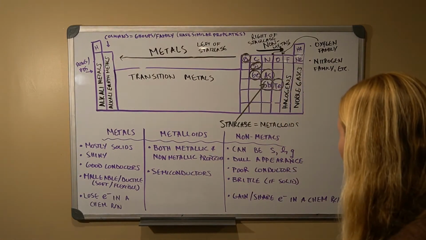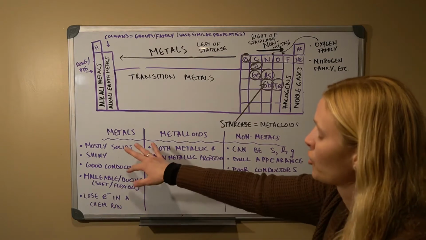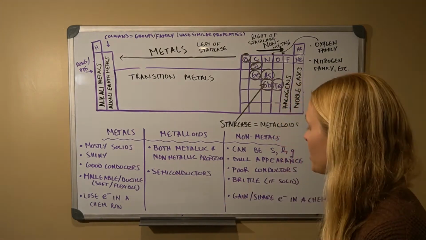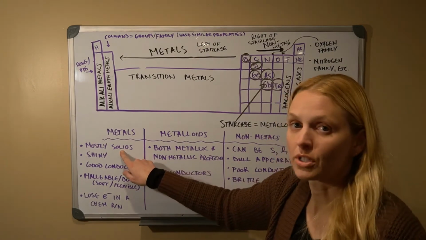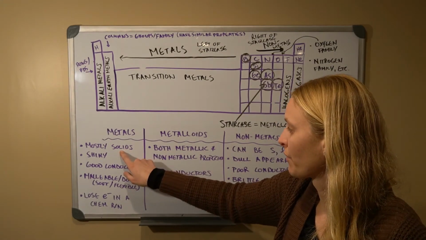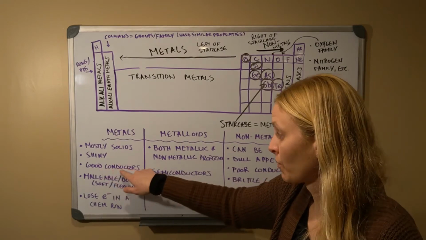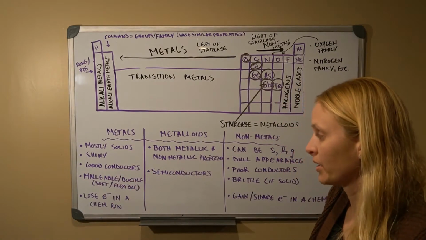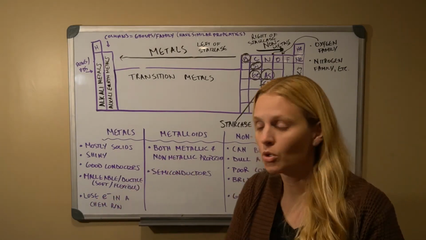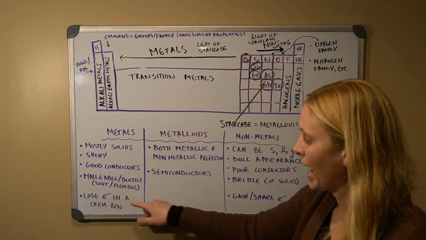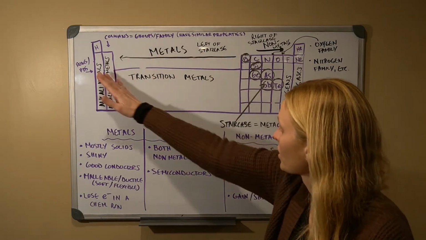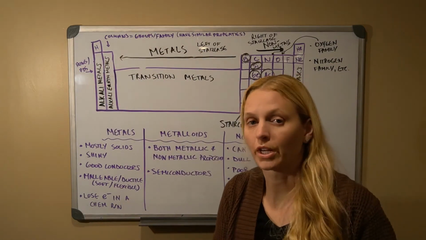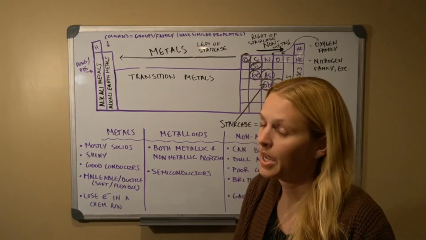A couple other basic things to discriminate between metals and nonmetals. Metals are mostly solids that you are already familiar with. They're shiny, they're really good conductors, and they're malleable or ductile, which means that they're kind of soft and flexible. In a chemical reaction, metals, all of these atoms here, will always want to lose electrons. They'll always give up electrons in a reaction.